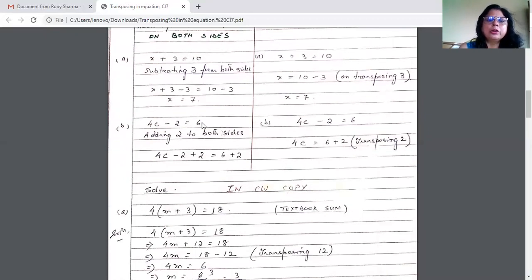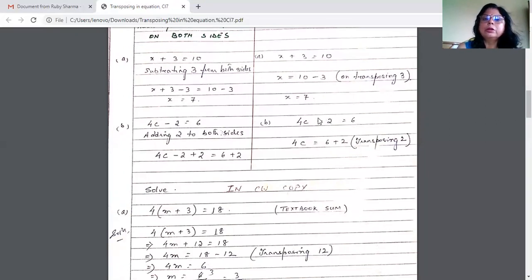Now here this part you had done before by this method. So by the transposing method, what are we supposed to do? 4c minus 2 is equal to 6. This is an equation. An equation has a variable and an equal to sign, isn't it? And left hand side is equal to right hand side for a particular value of the variable. So 4c is equal to how much?